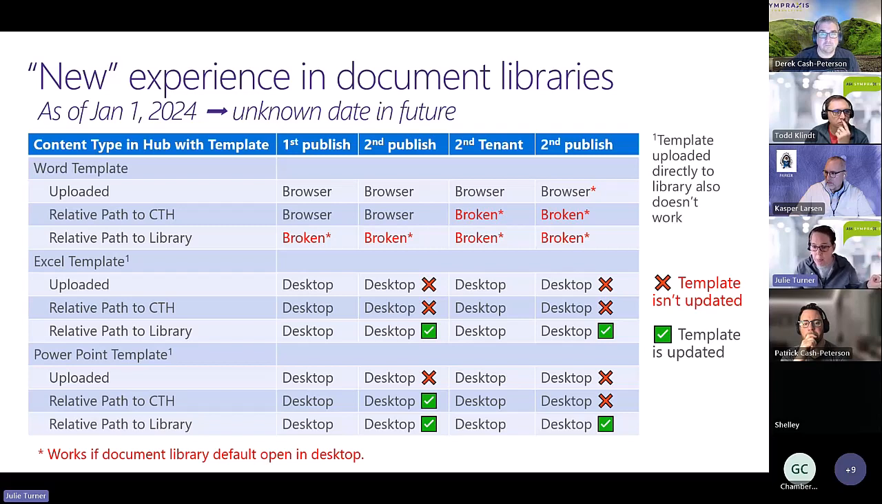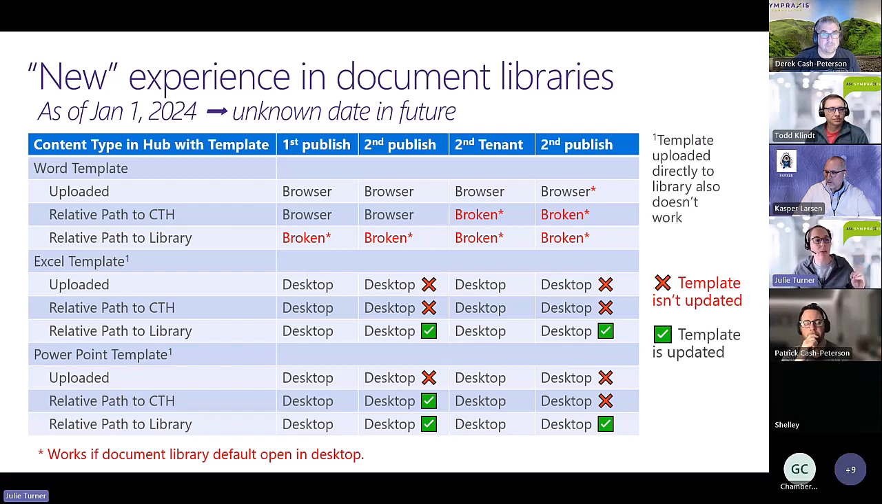template, hit publish again. Make sure the content type is synced in your destination site, and then go to the new experience again. It creates a new document in a browser tab. So it's the Word Online version and the template is updated. So great, that first line, everything is dandy.